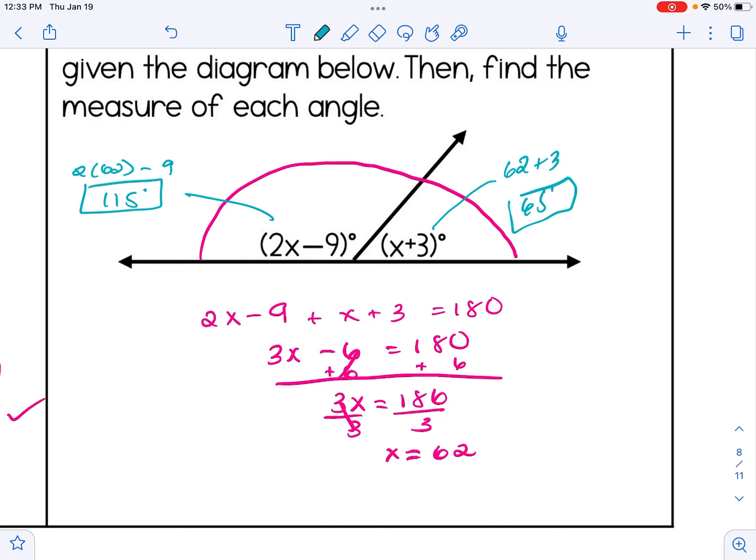If I wanted to check, 115 and 65 do add up to 180, so therefore these 2 angles are supplementary to one another. Hopefully this helps you understand complementary and supplementary angles.